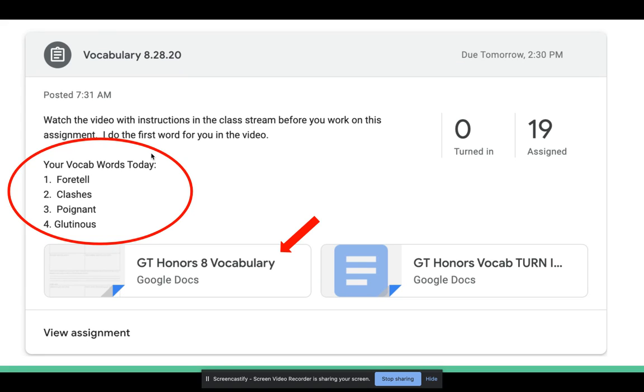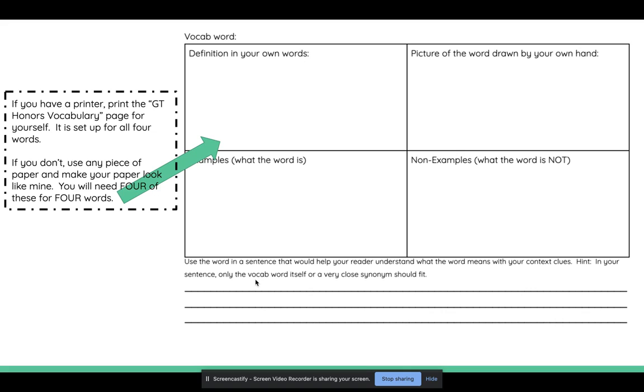Then the next thing you would do is open this document, the GT Honors 8 vocabulary document. When you open that, you'll see 4 of these things. If you have a printer, go ahead and print that document, and then all of those things are set up for you. If you don't have a printer, you can use any piece of paper, notebook paper, blank paper, whatever, as long as you make your paper look like mine.